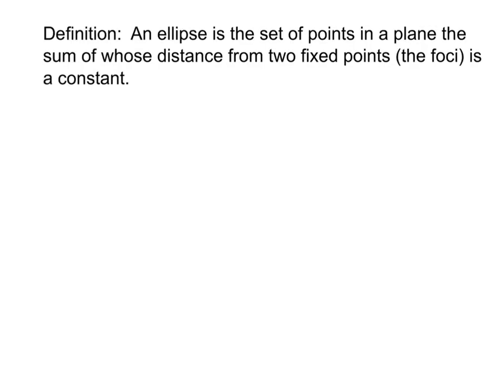The geometric definition of an ellipse is that it's the set of points in the plane, the sum of whose distances from two fixed points, the foci, is a constant. So our foci will be F1 and F2. And we'll go ahead and draw these in the plane here. So here's F1. And then we'll put in F2 as well.